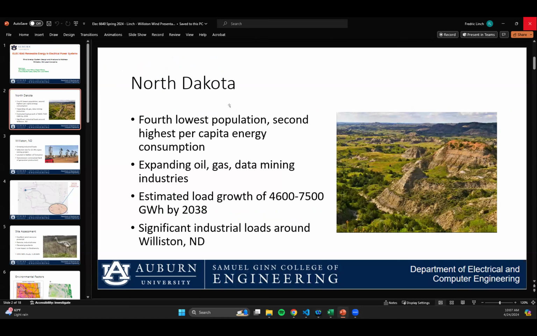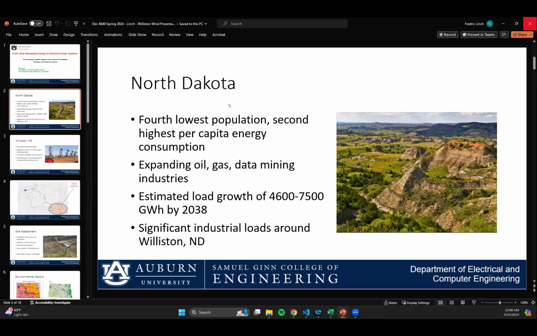So for background, North Dakota has the fourth lowest population of any state in the US, but it actually has the second highest per capita energy consumption. And all of that is primarily related to the industrial loads related to oil and gas processing, collection, refining and transport, because that area has the Bakken oil formation, which is the US's largest oil formation, and so there's a lot of industrial loads out there.